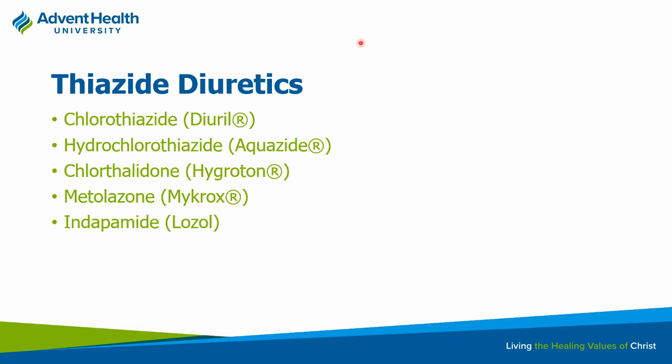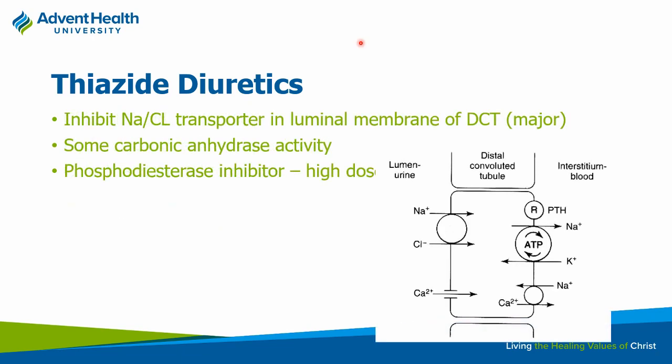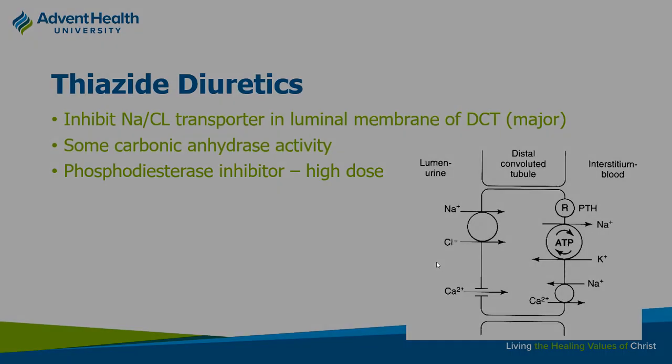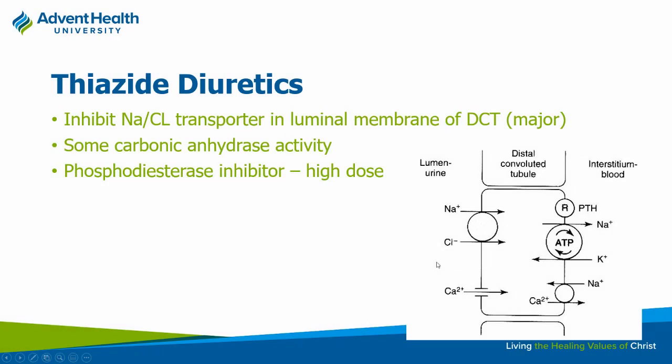Anyway, other agents include things like chlorthalidone, metolazone, and indapamide. These are kind of your common ones that you're going to be running into in terms of thiazide diuretics. So these are going to be working in the distal convoluted tubule here. Let me move this out of the way too. These are going to be working in the distal convoluted tubule to inhibit sodium and water reabsorption. So a different transporter this is going to be working on. And again, so we've already gone through the loop of Henle.